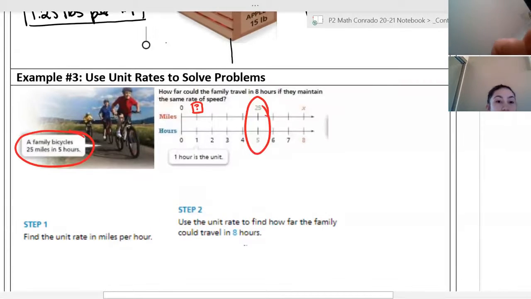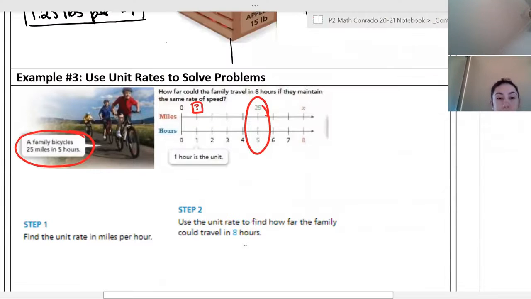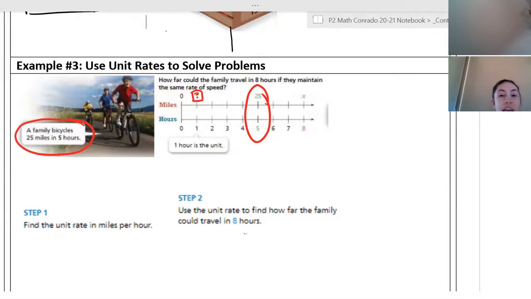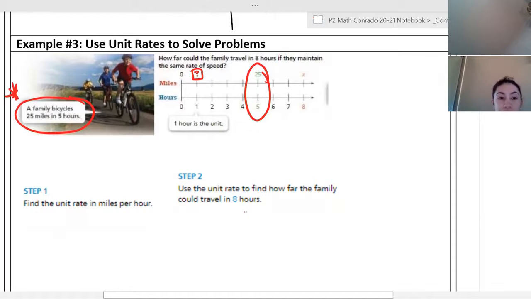All right, you guys, so example number 3. We're going to use unit rates now to solve some problems. So they want to know, how far could this family travel in 8 hours if they maintain the same rate of speed? So a family bicycles 25 miles in 5 hours. So we're comparing our 2 units of measure, miles to hours. We get that from the visual on the left.